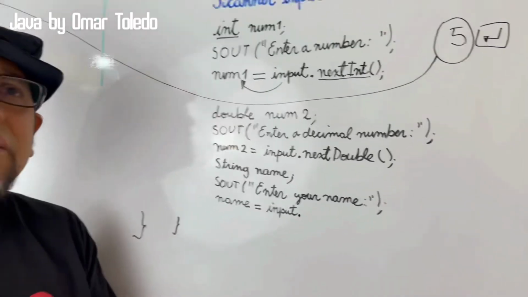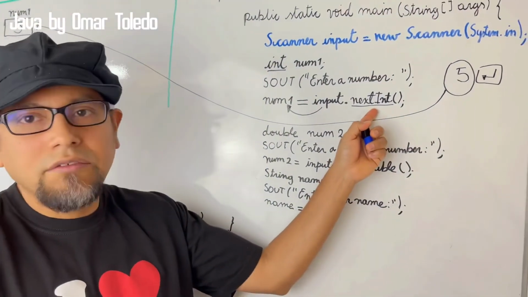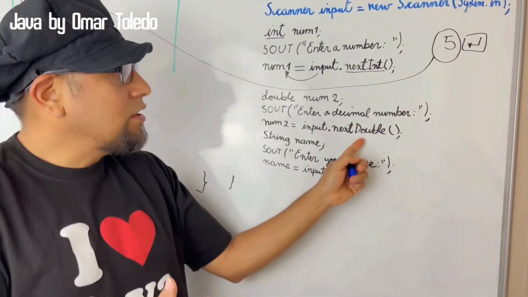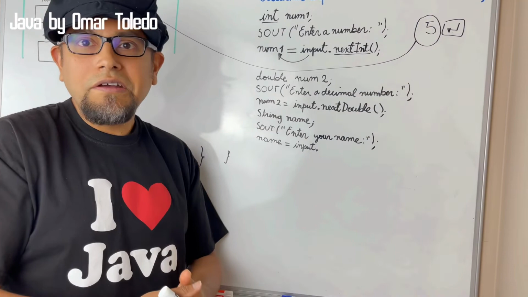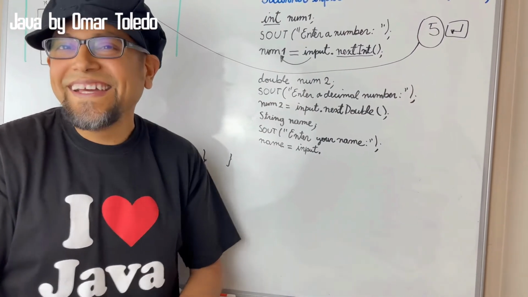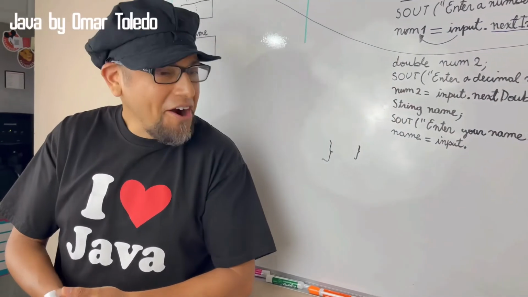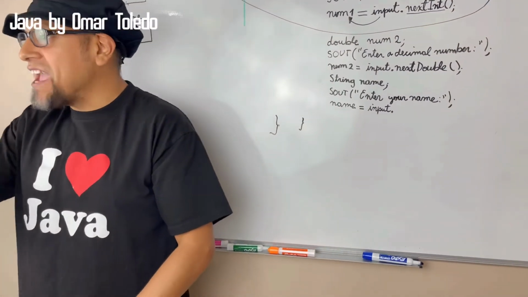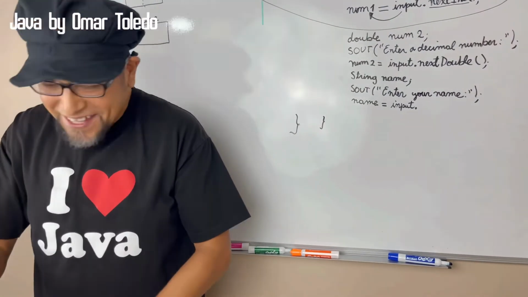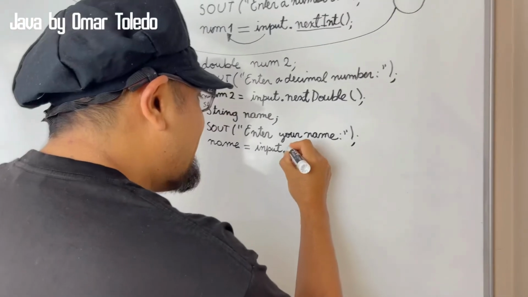But now you said, okay, the professor told me how to receive a whole number, next int, how to receive a decimal number, next double. How can I receive a text? Next string? Good guess, but it's not next string. It's just next. Just next, exactly. Well, good guess. So, next.